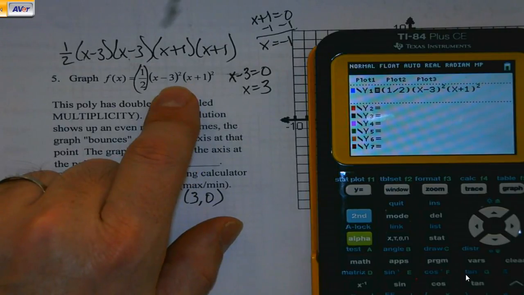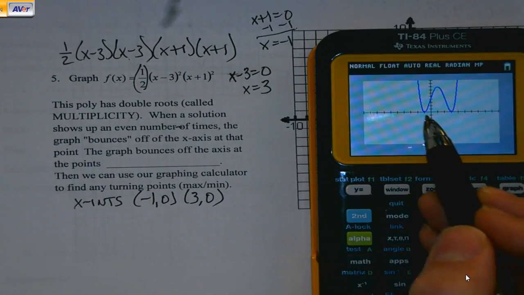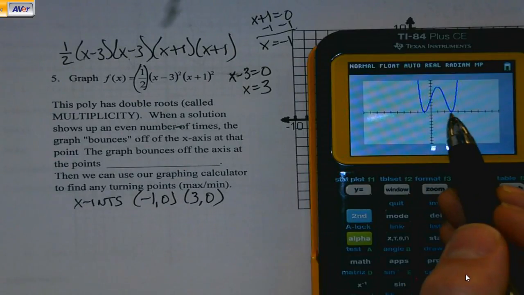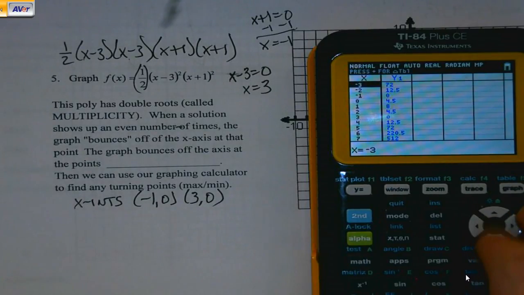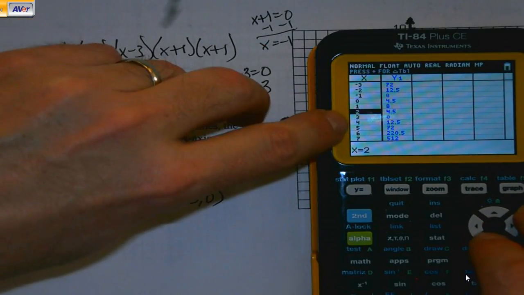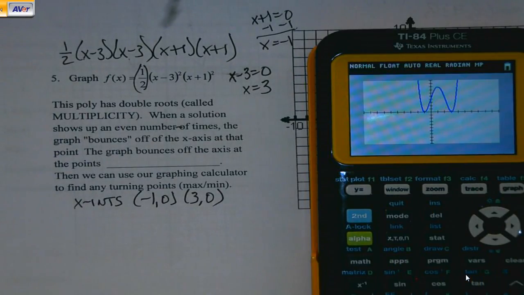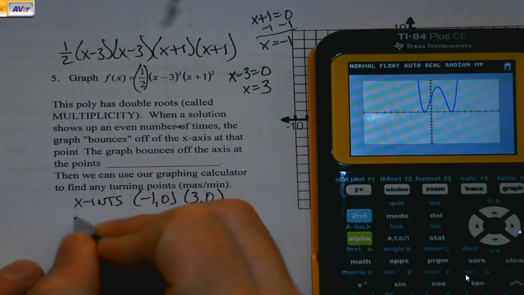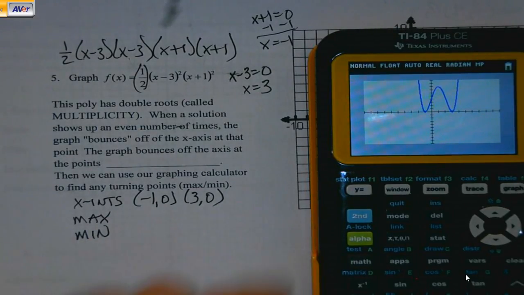So once I get that typed in, I'm going to take a look at the picture. And where do I notice my x-intercepts are at? Negative 1 and 3. And they bounce. They don't go through. Or if I wasn't sure, I can look at my chart. Negative 1, 0, 3, 0. So there's lots of little ways that I can make this work easier for me. But I still need to find the max and min values. That I'm still going to do the same thing.